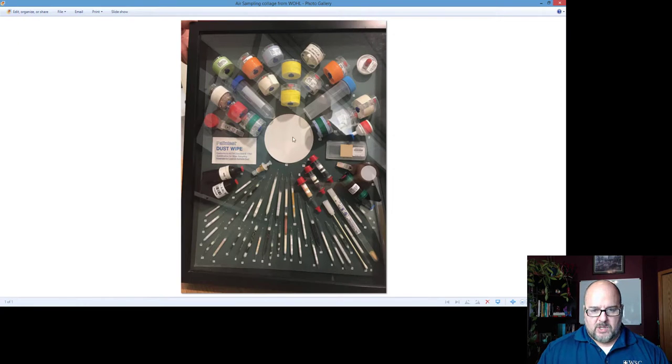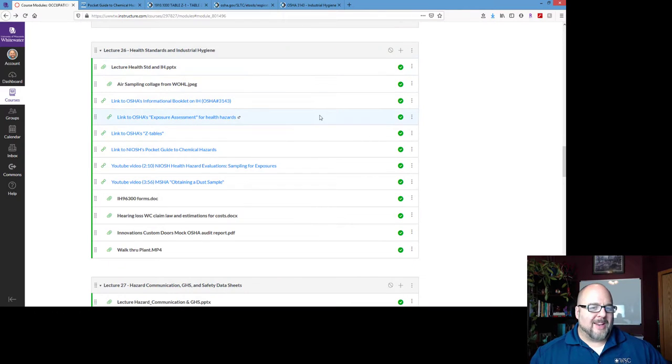So here's a collage of different types of sampling material. So this is like a passive dosimetry badge. You've got a bunch of cassettes here. Cassettes can be used for sampling different things. A dust wipe could be for like lead. And then you got all kinds of sampling tubes or sorbent tubes to be hooked up to a pump. So somebody had posted this and I thought it was cool, so I thought I'd share it with you.